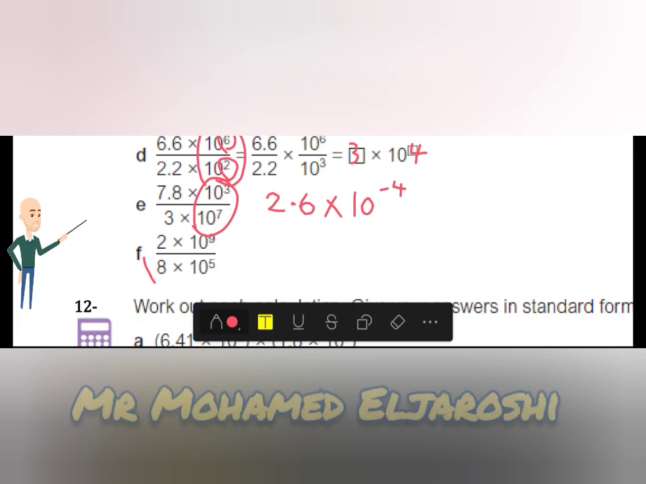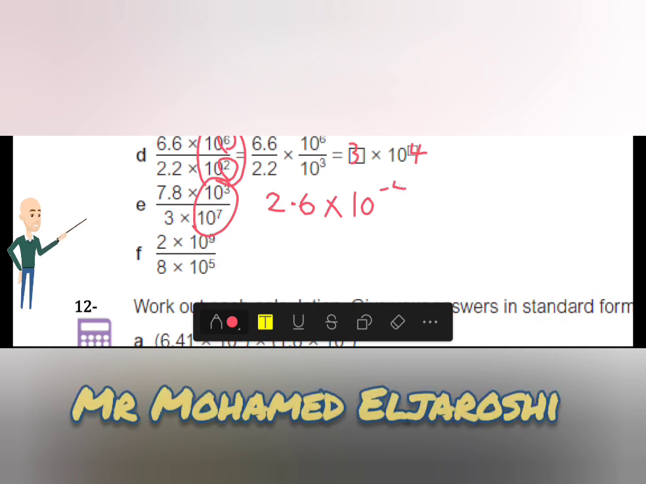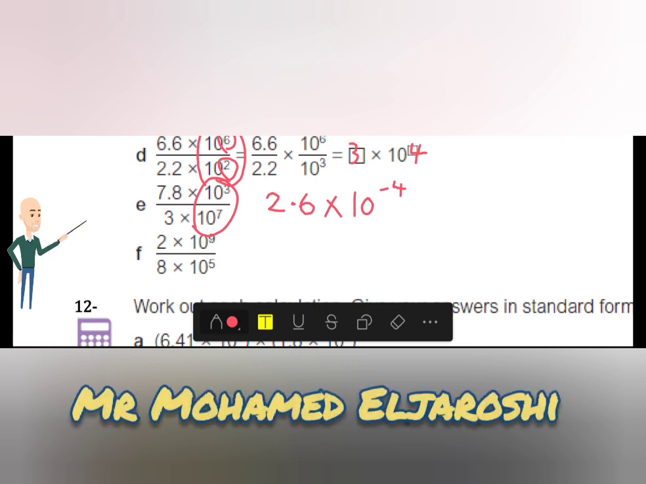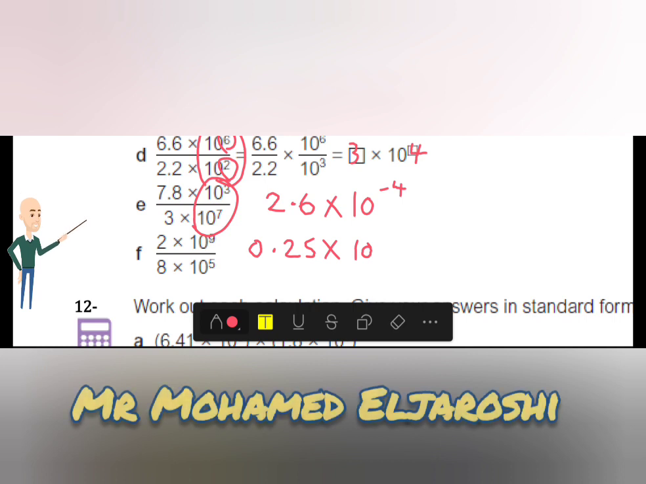Now the last one, which is F, is the same. I'm going to divide these, and then I'm going to divide these. So 2 divide 8 equals what? I'm going to use the calculator. 2 divide 8 equals 0.25. So it's 0.25 multiplied by 10 with a power. Now, how do we know the power? We're going to subtract these powers. So 9 minus 5 equals what? Very good. It equals 4. So I write it here.